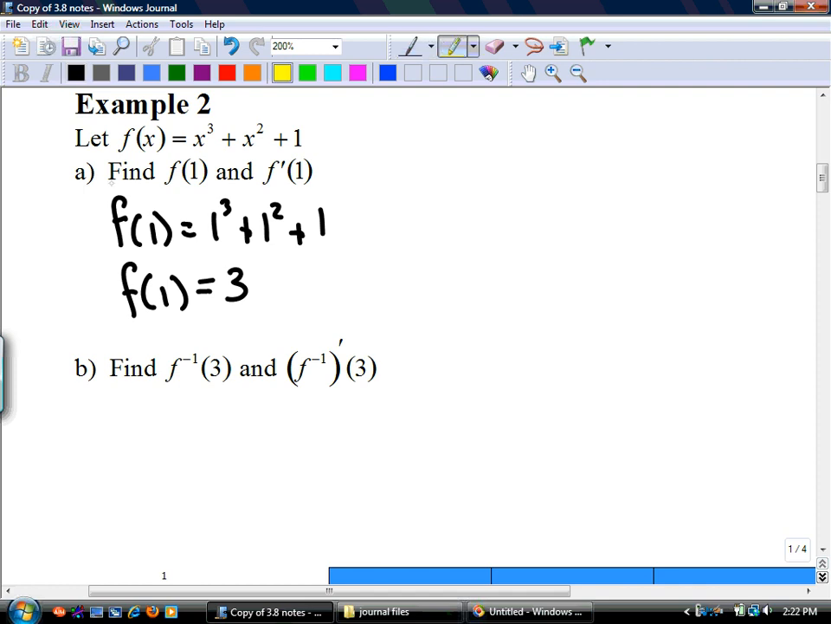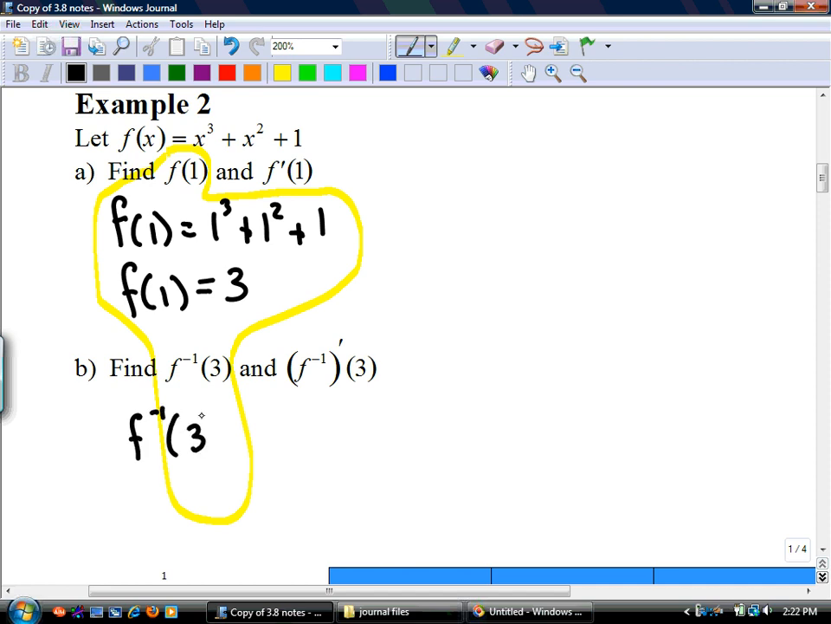Okay, make a connection between what this question is asking you to do. What's f inverse of 3? No, not the derivative. The inverse: switch x and y. Inverse is just switching x and y. So what I'm saying is this.